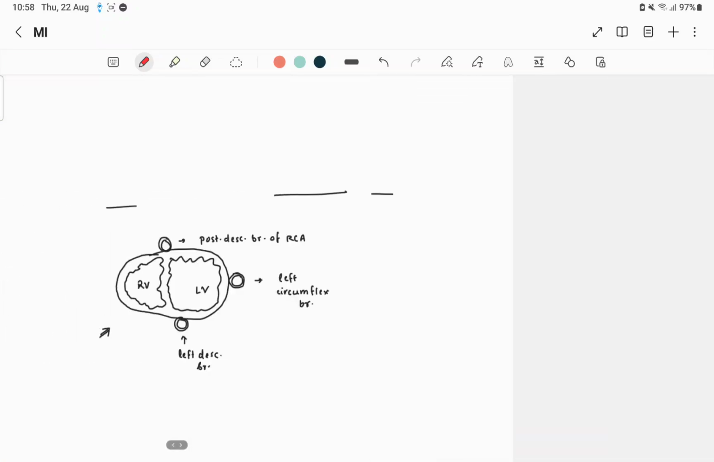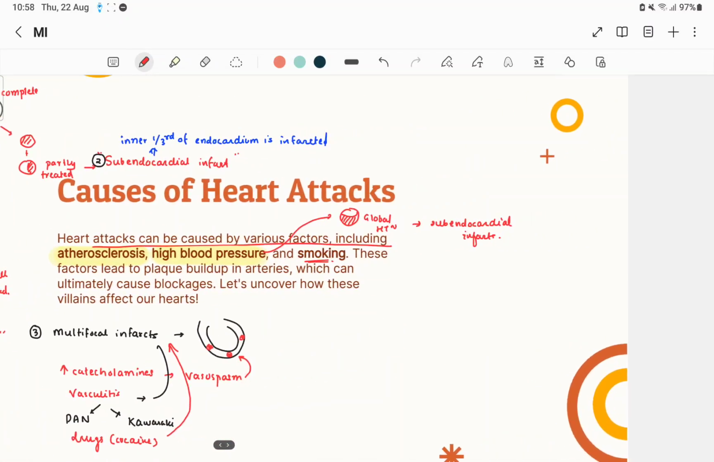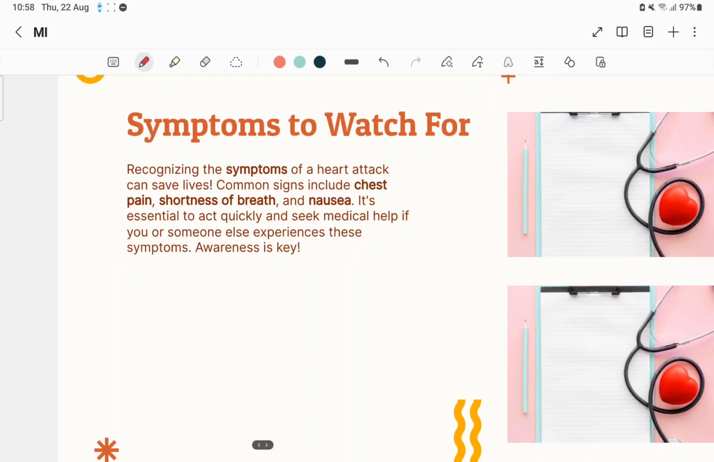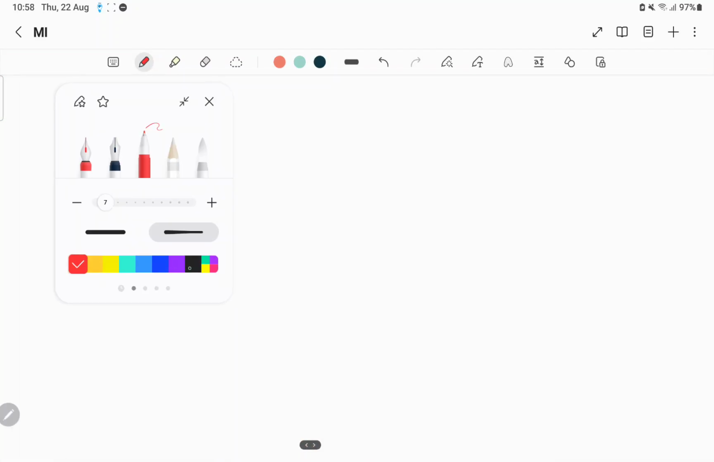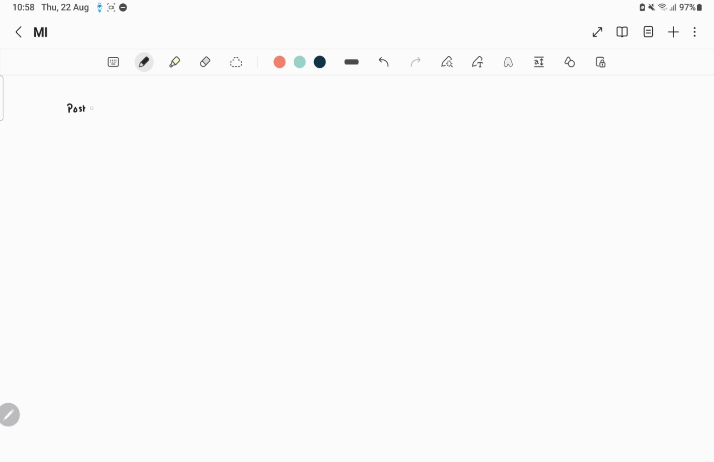Now let's move on to the next part of our slide. Okay, before symptoms, we'll move to the post-mortem appearance. So I have kept a blank page for that. So let's discuss about post-mortem appearance of MI, right? So talking about post-mortem appearance of MI, if a person is brought dead, to find the etiology of death, the post-mortem must be done, right?